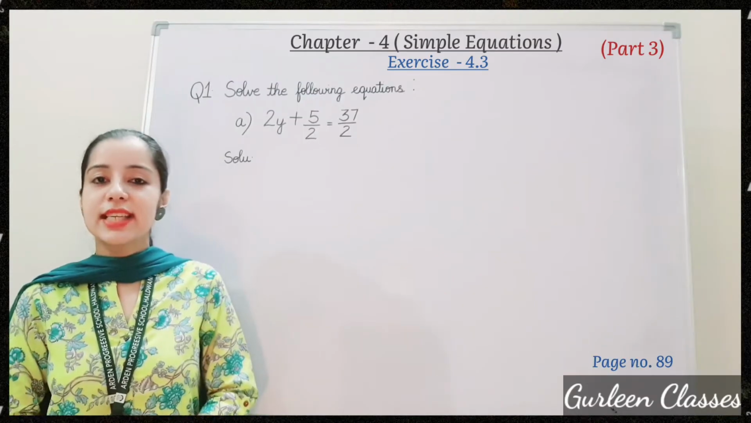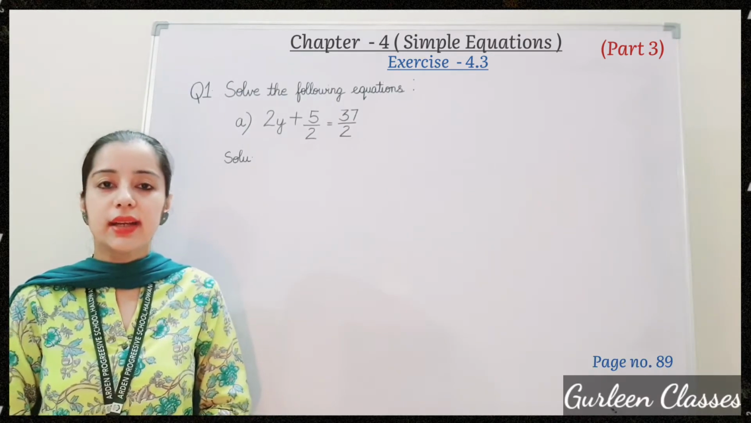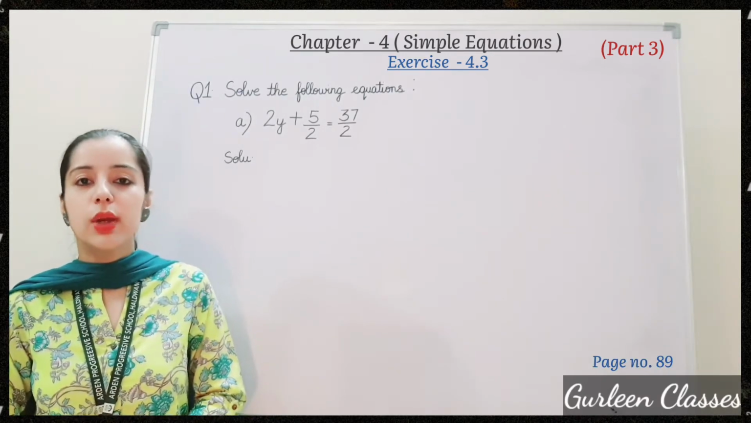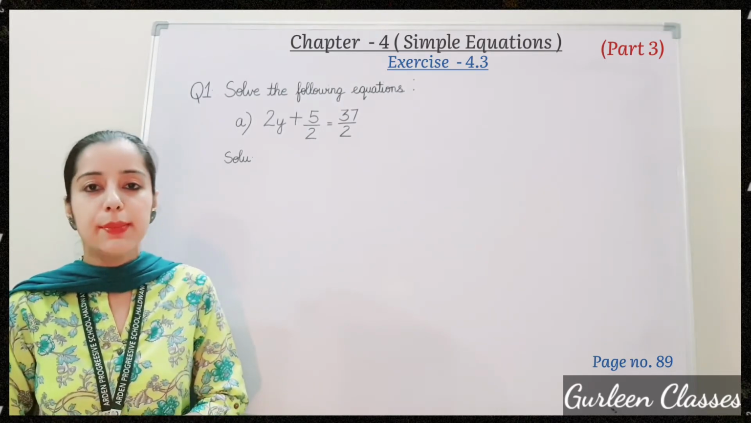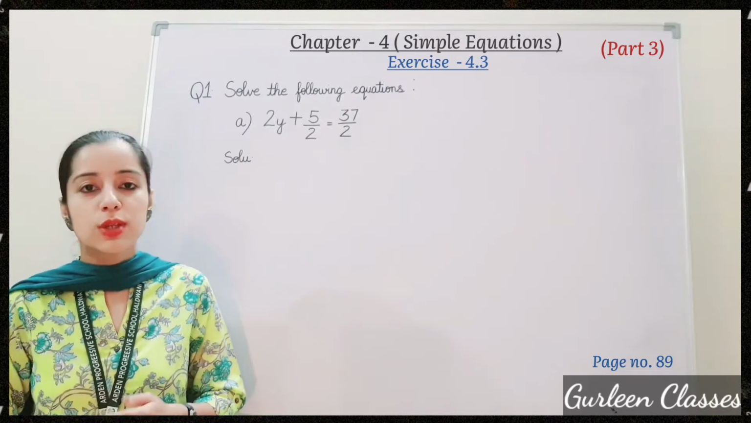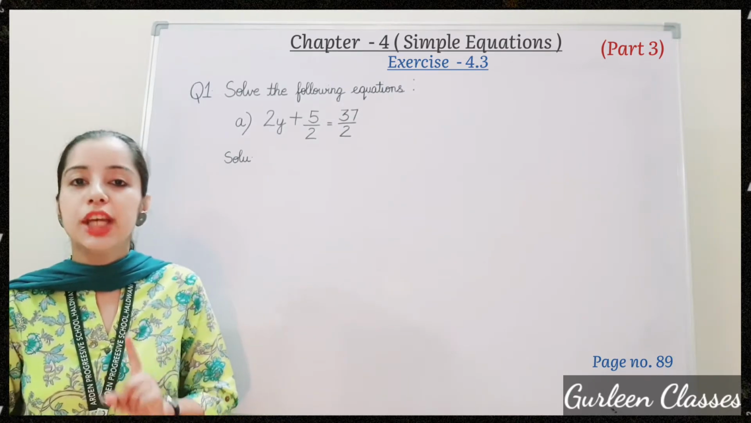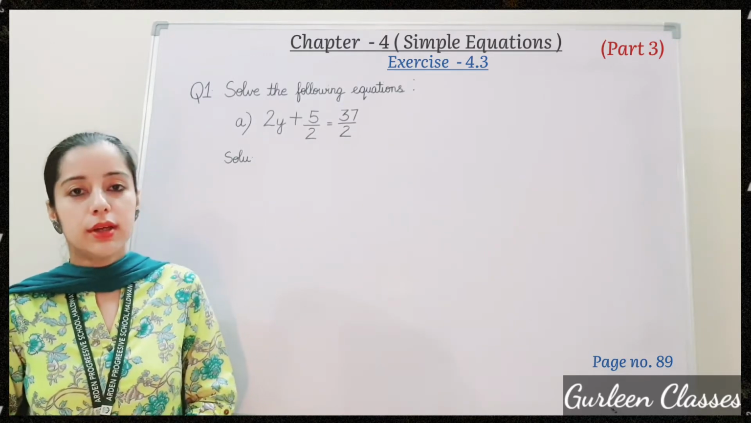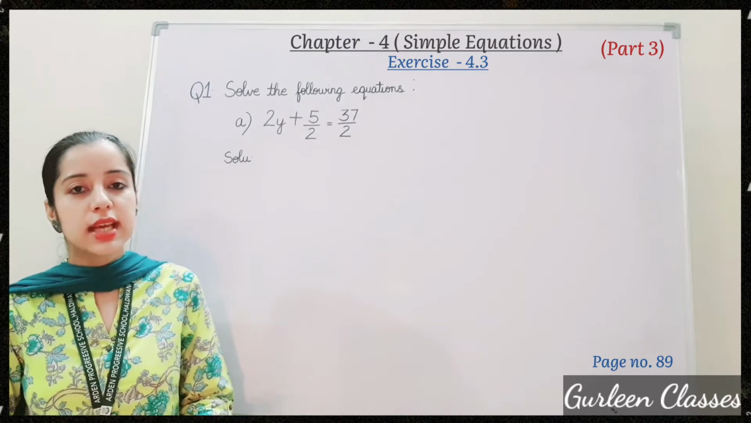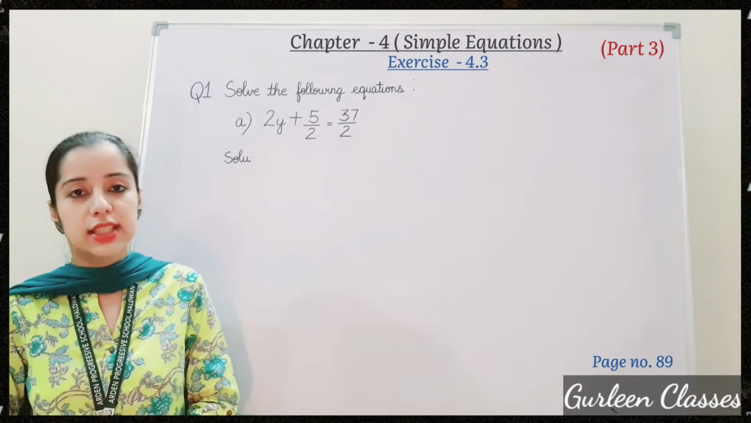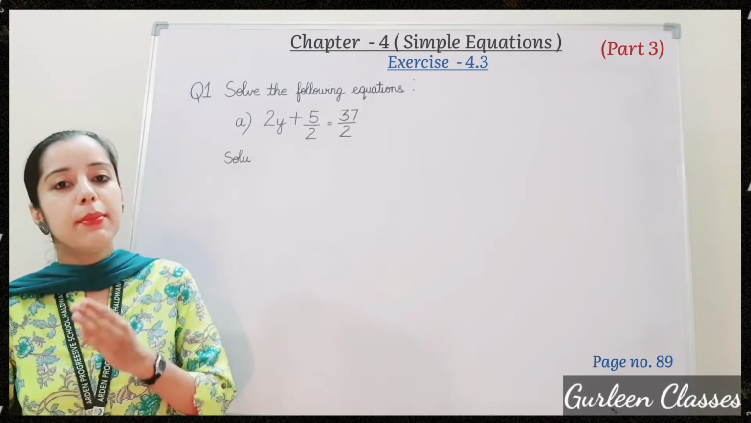Let us start with exercise 4.3, NCERT maths book page number 89. Question number 1: solve the following equations. We have to solve these equations using the transposing method, which I explained in the previous lecture. Transposing a number means changing its side from LHS to RHS and RHS to LHS, and the sign has to change. If the number has a plus sign, it will become minus, and minus will become plus.